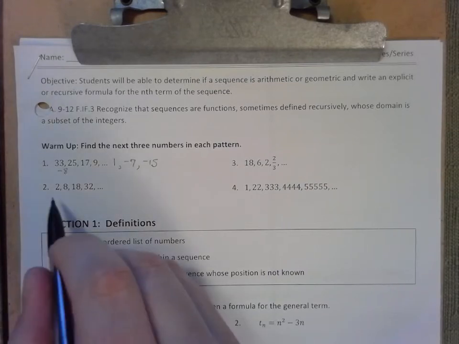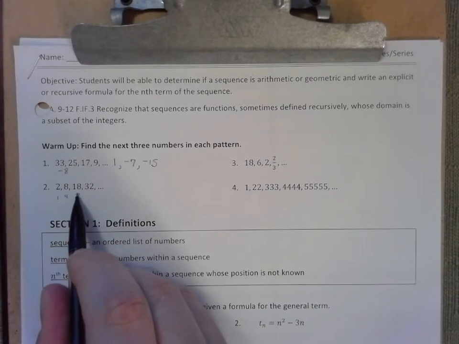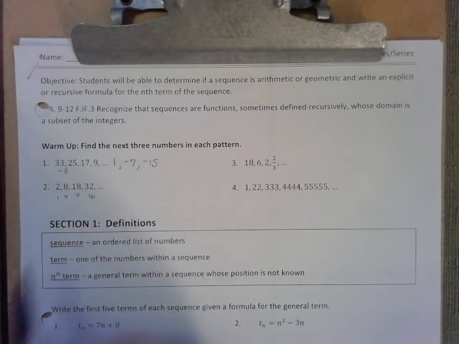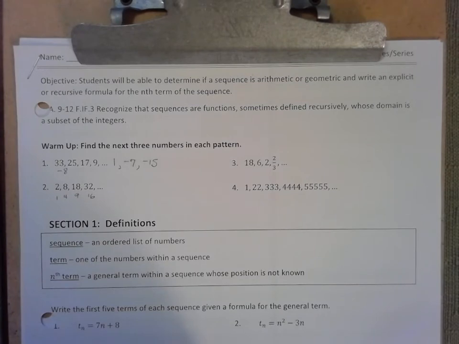The trick to this one is thinking about half of these numbers. Half of each of these numbers, 1, 4, 9, and 16, are the perfect squares. Each term is 2 times a perfect square, in order starting with the first perfect square of 1, then 2 squared, 3 squared, 4 squared.